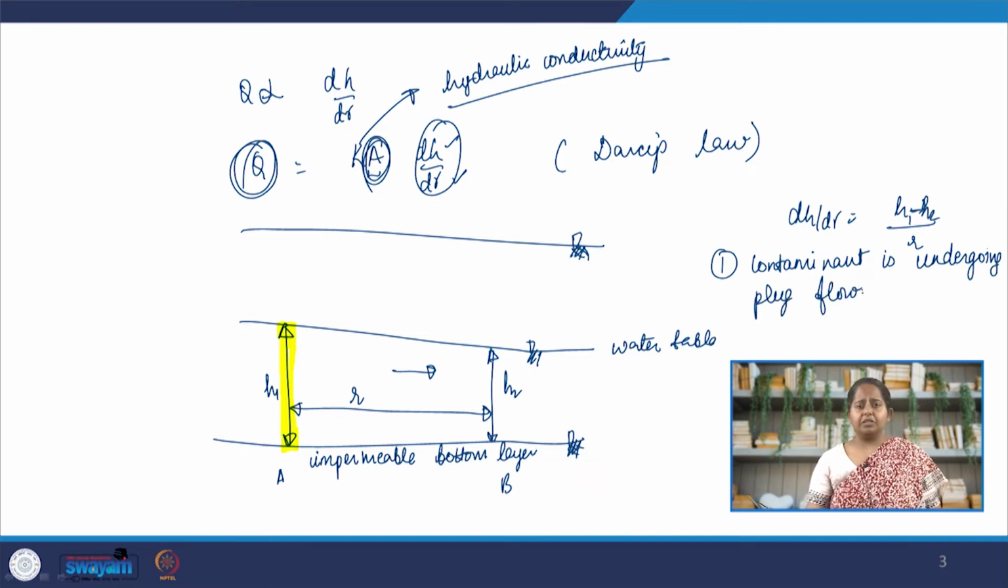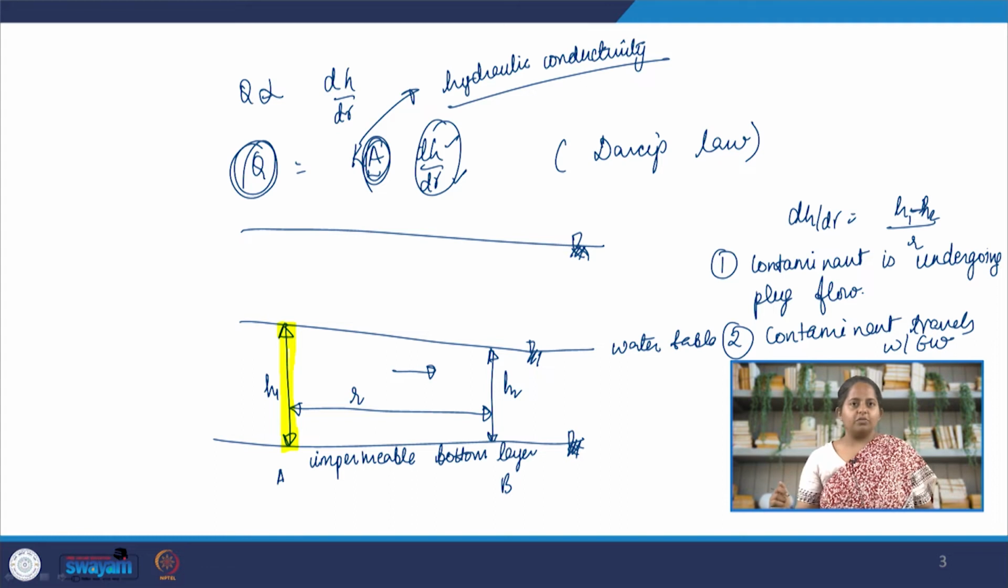So if we make this assumption that the contaminant is undergoing plug flow, which means the contaminant moves through the groundwater in the direction of the flow of groundwater like a plug, it's not mixing with the plugs in its neighborhood. The second assumption that we make is that the groundwater is traveling with contaminant, or in other words, contaminant is traveling with the groundwater. Now, with these two assumptions, this would be a very easy model. We just have to write our plug flow model and we can see how the contaminant is traveling.